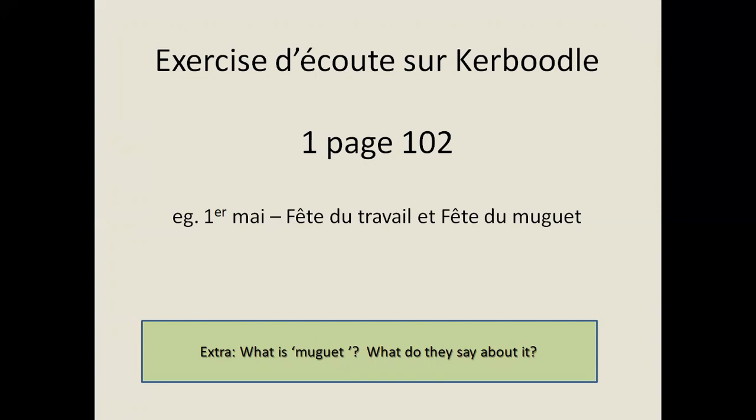And finally 5, 14 février, c'est la Saint-Valentin, Valentine's Day, 5 matches B. All these days are bank holidays apart from Valentine's Day, but all the other ones are very important in the French year. So people don't go to work on those days, and schools are closed for the bank holiday. Okay.